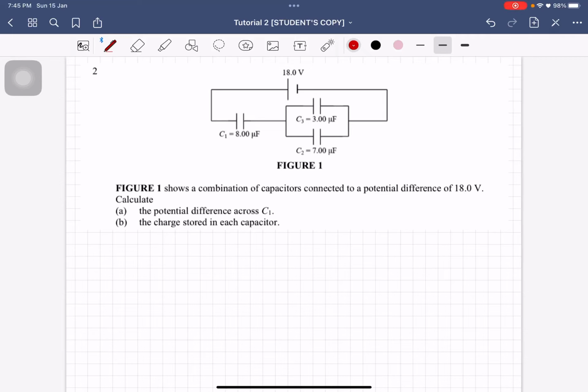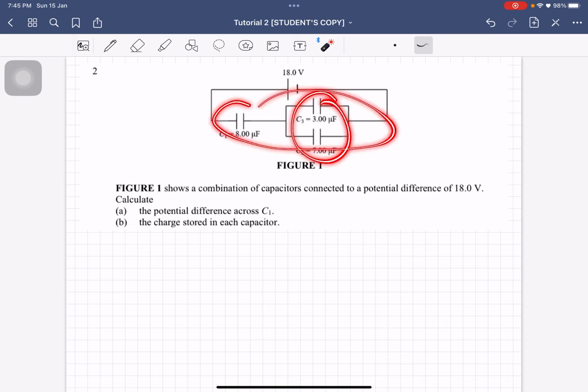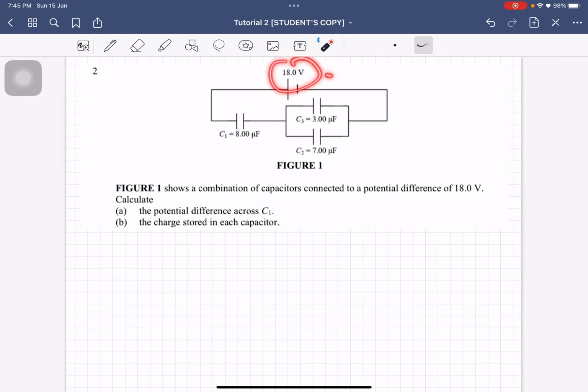For question number 2, this is a bit more complicated, because there's a combination of parallel and series circuit going on in this diagram. The potential difference given is 18 volt, so we have to determine the potential difference across capacitor 1.